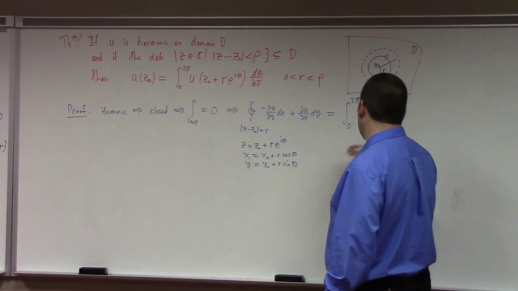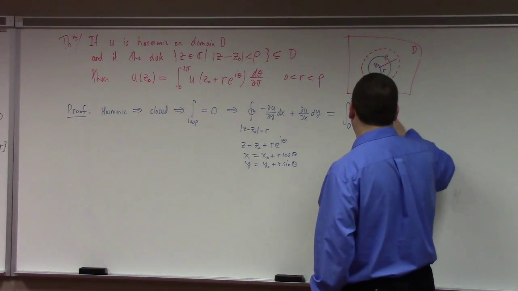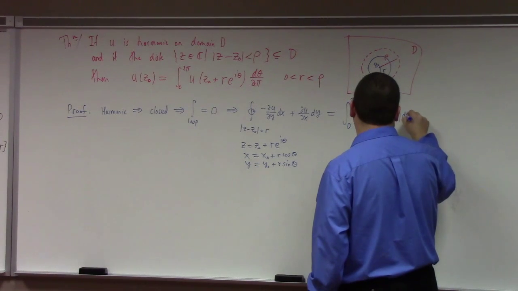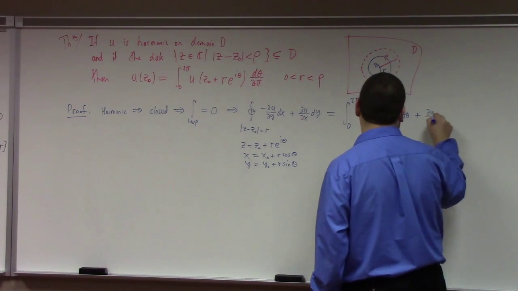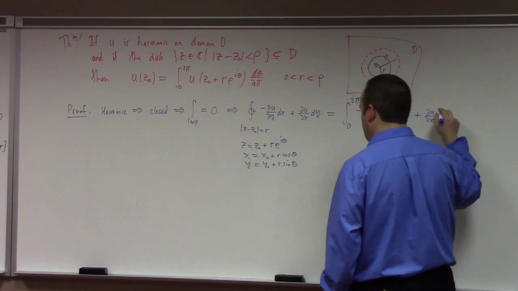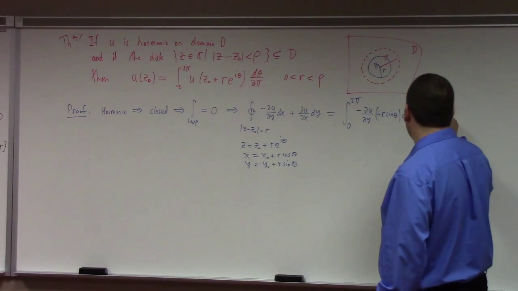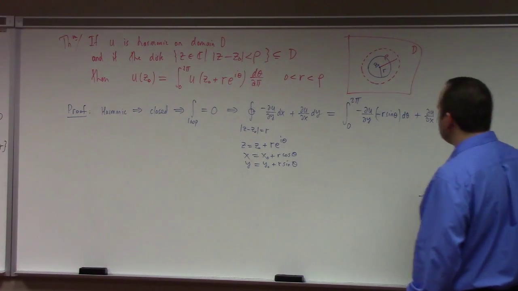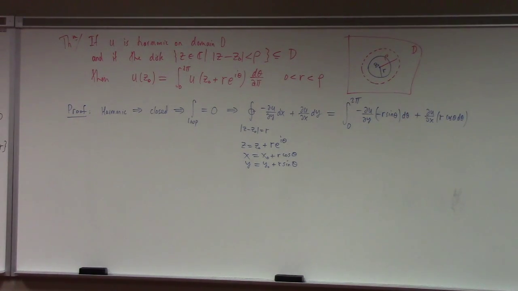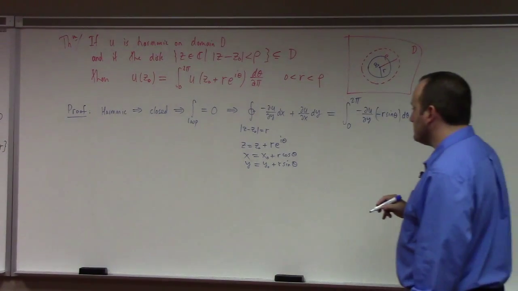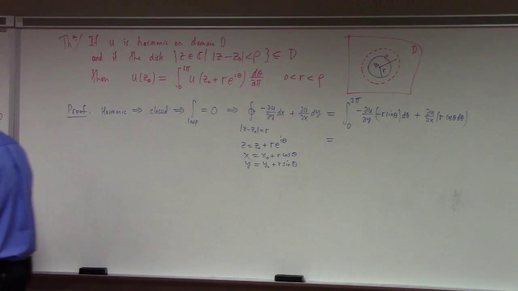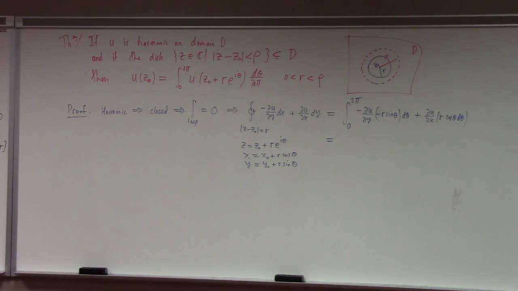r is a constant here, right? So minus r sine theta d theta, plus partial u, partial x. The dy is r cosine theta d theta. Why does z equal what it does? That's the parameterization of a circle of radius r. So what is that, though?